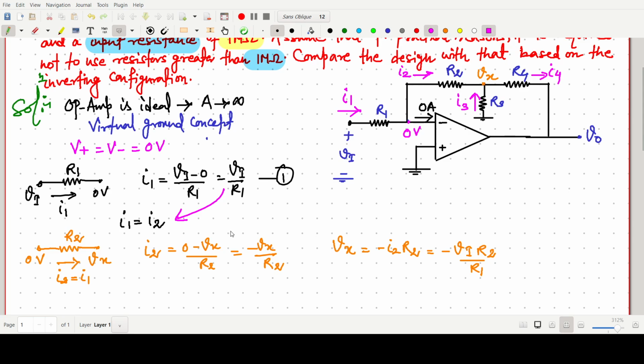Because I1 equals I2, we can write Vx as minus I2 R2, that is minus Vi R2 by R1, with Vi by R1 for I2 and R2 multiplied. This is the important result, so I am highlighting this one important result. This is also considered important: Vx. It is very simple.